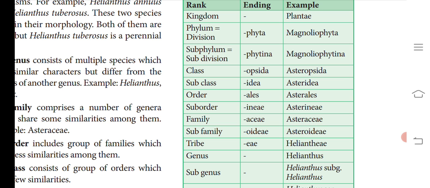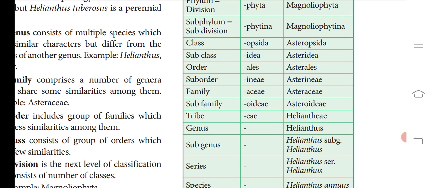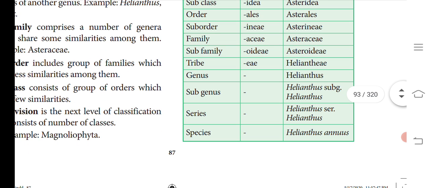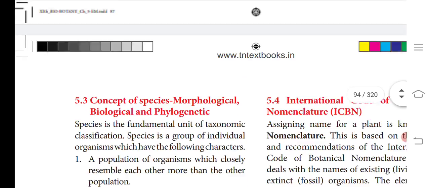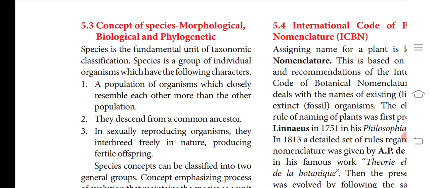I'll just read this. Magnoliophytina and Asteropsida and Asteridae and Asterales, Asterinae and Asteraceae, Asteroideae. Then Helianthus. Then in Helianthus we have various species, Helianthus annuus and Helianthus tuberosus. So annuus, the name itself tells you it is an annual plant. What is annual? Annuals are plants which live for only 1 year and complete their life cycle.